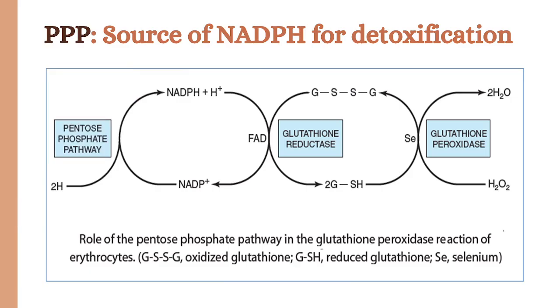The role of NADPH in detoxification, particularly in the red blood cell. The pentose phosphate pathway, as you can see here to your left, generates NADPH. NADPH is needed by glutathione reductase, in addition to FAD, to reduce glutathione. Reduced glutathione is needed by glutathione peroxidase in order to detoxify hydrogen peroxide into water. So if there is no function in the pentose phosphate pathway, then there will be no production of NADPH, and hydrogen peroxide will accumulate and lead to cellular dysfunction.